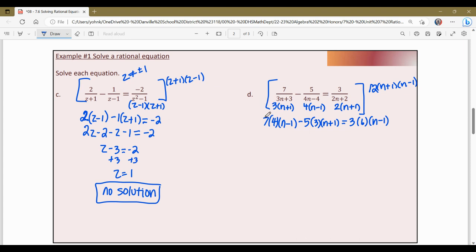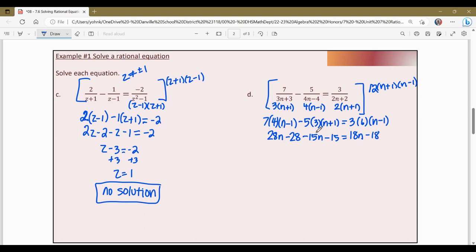All right, so that gives us 7 times 4 times n is 28n. 7 times 4 times negative 1 is minus 28. Negative 5 times 3 times n is negative 15n. Negative 5 times 3 times 1 is negative 15. Equals 3 times 6 times n is 18n. 3 times 6 times negative 1 is negative 18.